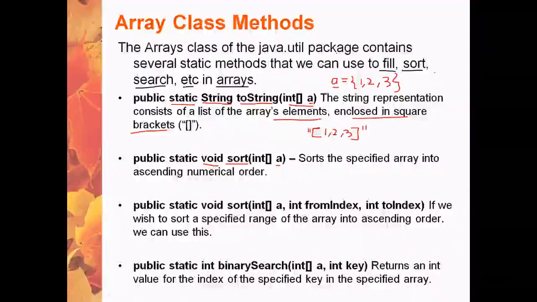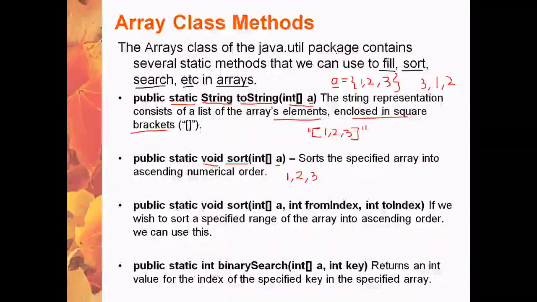But suppose you have some other elements, so say you have elements 3, 1 and 2. Now if you look at the elements, these elements are not sorted, and if you pass the array A to the sort method, it will sort the elements of array A in ascending order, and after sorting you will get the elements in the array like 1, 2 and 3. Okay, that is about sort.